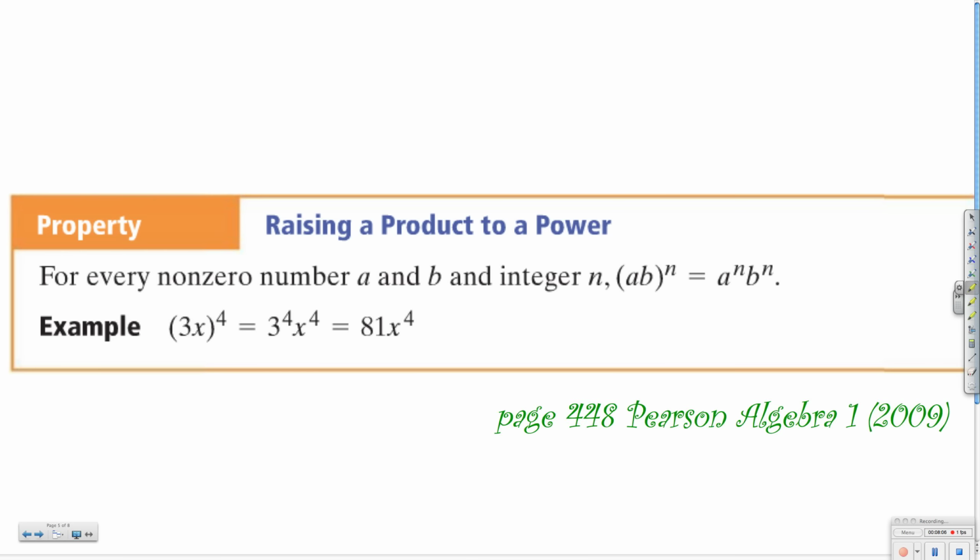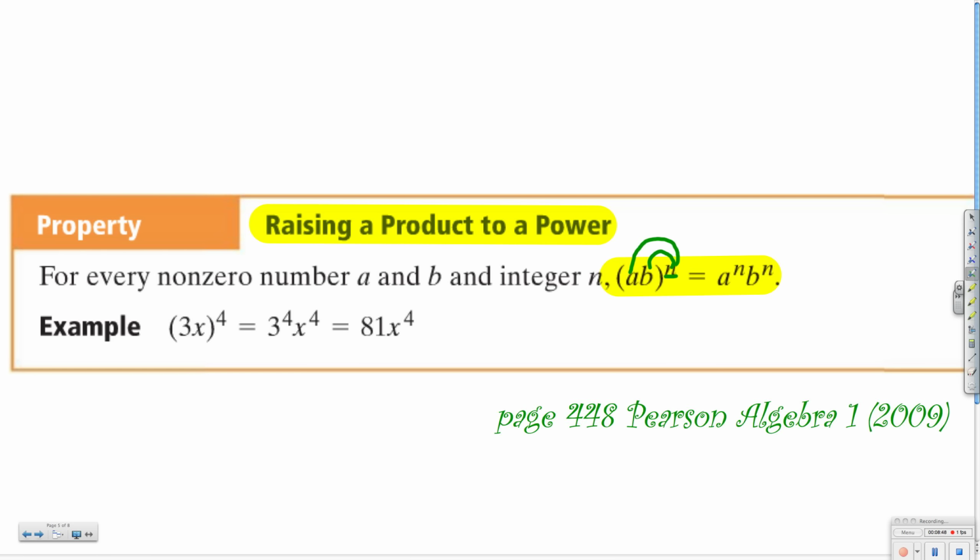The second property in today's lesson is raising a product to a power. And to be able to raise a product to a power, you have to understand how to do what we just did with a power of a power. For every non-zero number a and b and integer n, the product of a and b to the n is equal to a to the n times b to the n. What this is saying is if we have two things being multiplied and then being raised to a power, we can apply that power, in this case n, to both of the things inside the parentheses. In other words, we can distribute the power on the outside to everything on the inside.